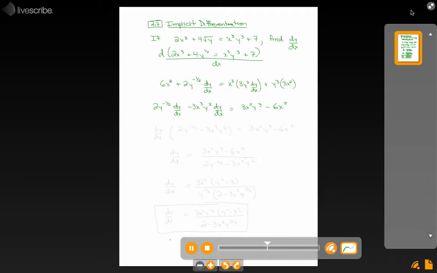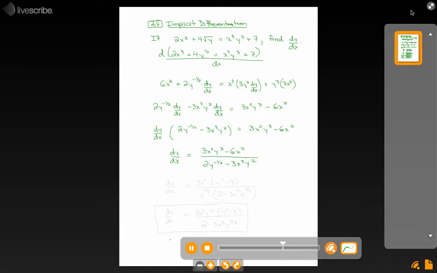The reason that's a good step is because then you solve for dy by dx by factoring it out as a common factor. So I've got 2y to the negative 1/2 minus 3x cubed y squared, and I don't do much on this side. You could start factoring now or leave all the factoring till the end. So you've got this, meaning that you can say dy by dx equals 3x squared y cubed minus 6x squared, all divided by 2y to the negative 1/2 minus 3x cubed y squared.